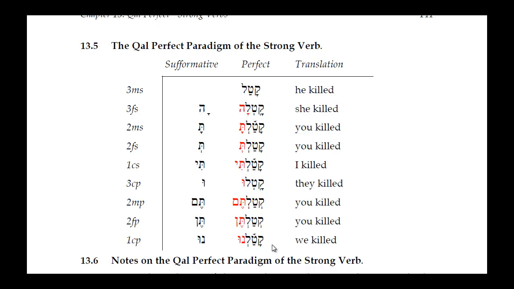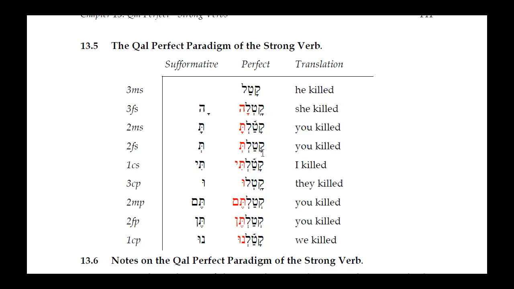Here, it's in we killed here. So basically, that's what you want to look at. And remember, the only time you get, remember everything is here. You have the qamets up under the kof and the patach over the tet here. And see, when you add another syllable on, that patach reduces to a shva, and your qamets remains the same under your kof here. And so that's the only time you see it.